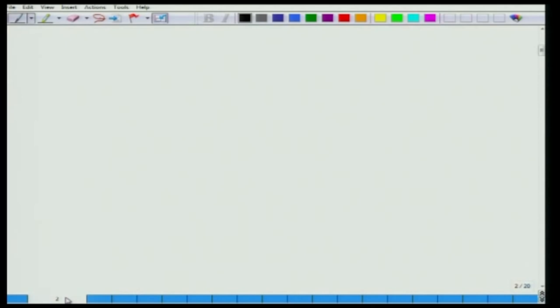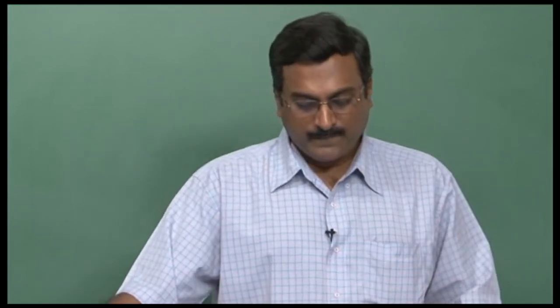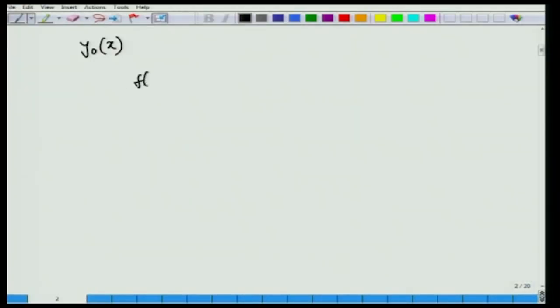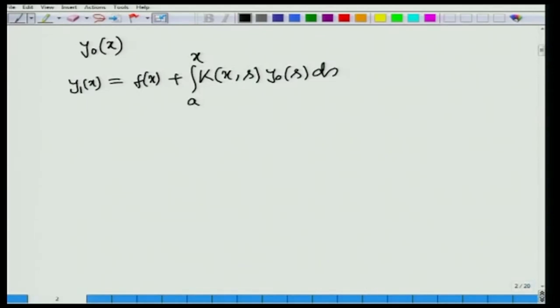Successive approximation. It says, first of all, we take a zeroth order approximation denoted by y0(x) for the given problem. Once we substitute this zeroth order approximation into the right hand side of the given integral equation, f(x) plus integral a to x of k(x, s) y0(s) ds, evaluating this integral and adding f(x), we can calculate y1(x). Now, the first question is, what will be the assumption for y0(x)? First of all, we start our discussion with the assumption that y0(x) is equal to f(x).